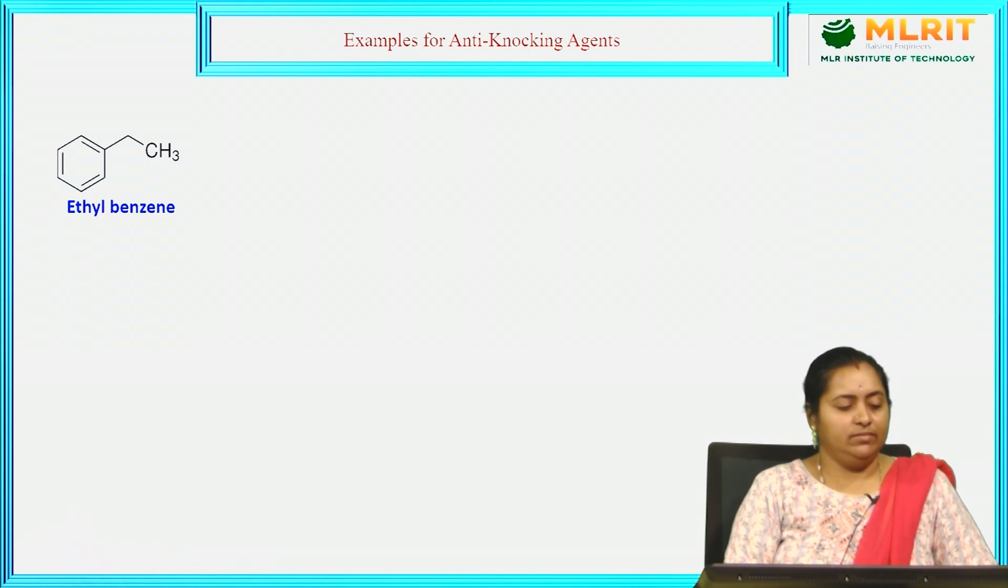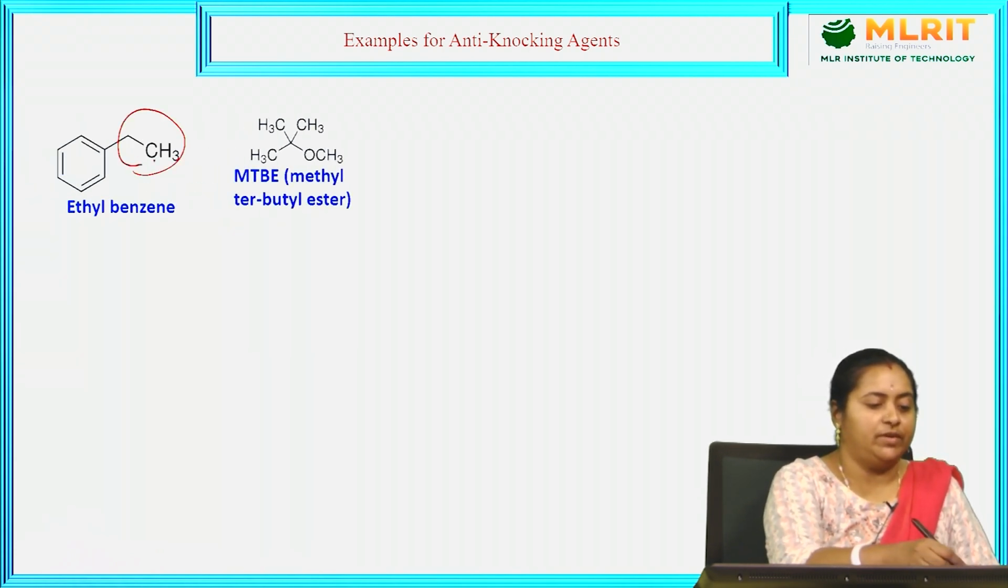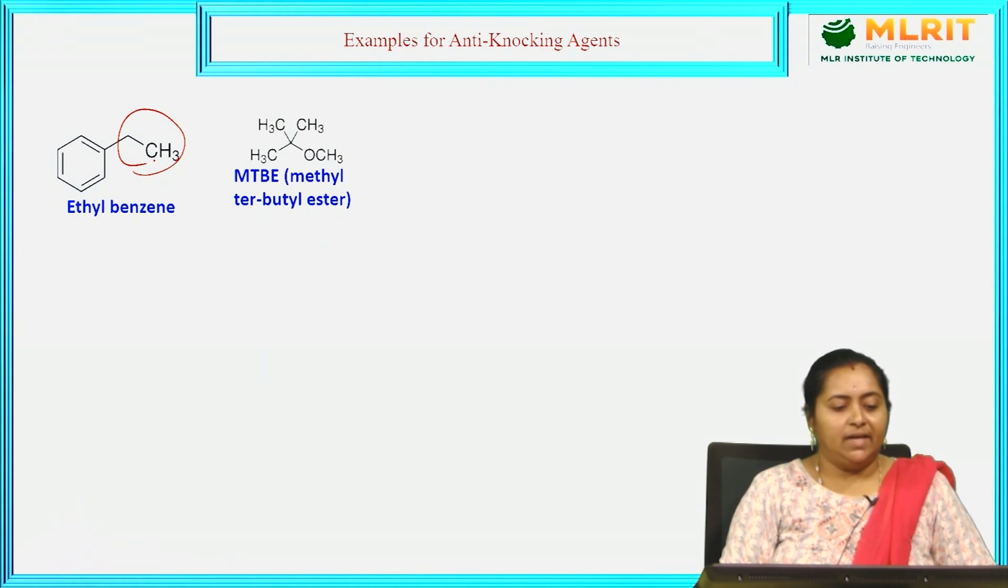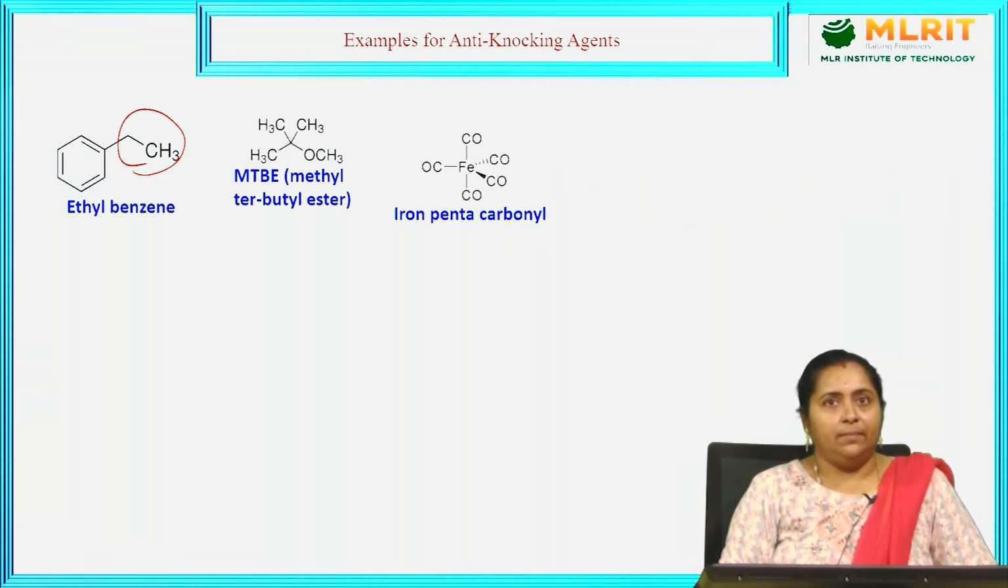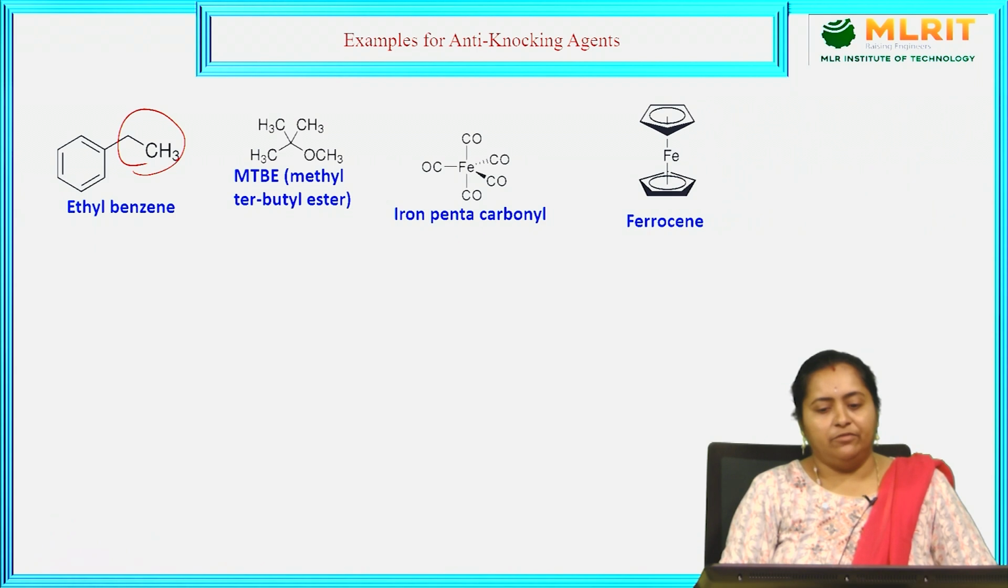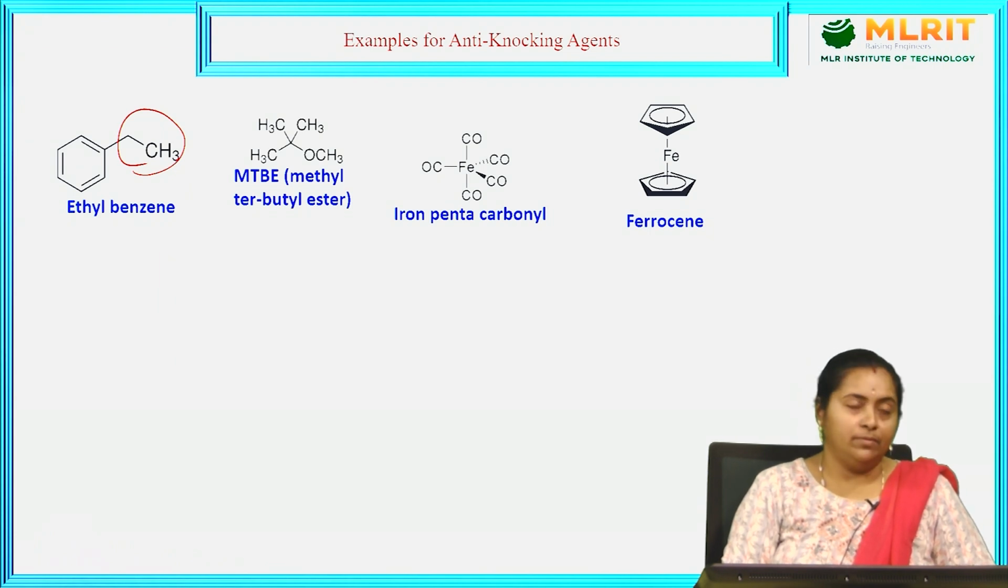ethyl benzene, that is benzene with an ethyl substitution, C2H5, and then methyl tertiary butyl ether, iron pentacarbonyl, and then ferrocene. So these are many examples for better anti-knocking properties. If these are added in proper proportions to the fuel sample, they are able to impart anti-knocking properties to the fuel we have considered for a petrol based ICE.